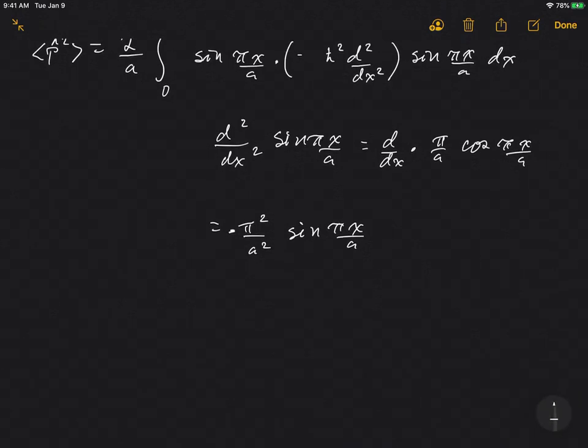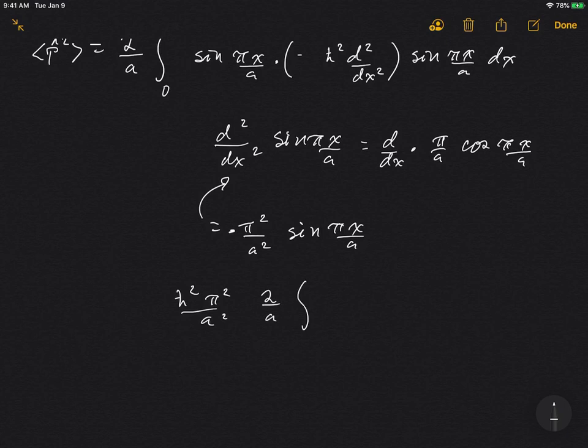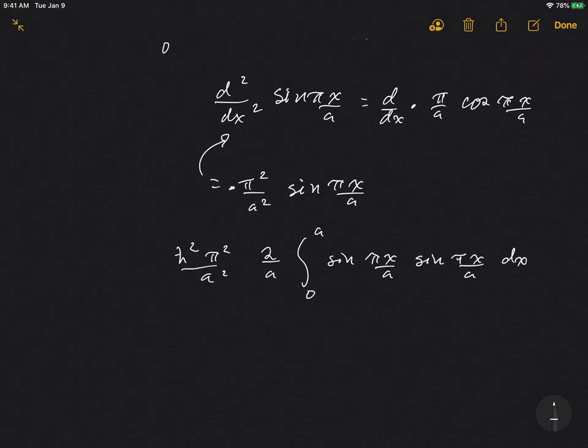Okay, so we will put this minus h bar squared, the pi squared, and the a squared together. So that's for this part. We're going to plug that back into the integral. We're going to get h bar squared pi squared over a squared times 2 over a integral sine pi x over a sine pi x over a, so basically just that squared dx, and it's this integral over this range.